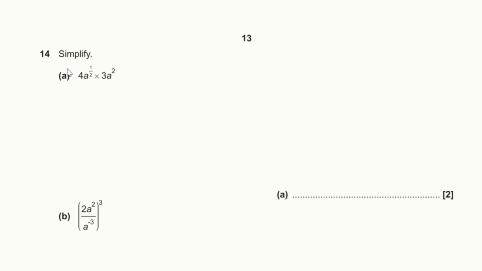Question number 14. You have to simplify for part A, 4a to the power of 1/2 times 3a squared. This is equivalent to, well, 4 times 3 is 12, and then we have a to the power of 1/2 plus 2. So we have 12a to the power of 5/2. And therefore, the expression simplified, we end up with 12a to the power of 5/2.